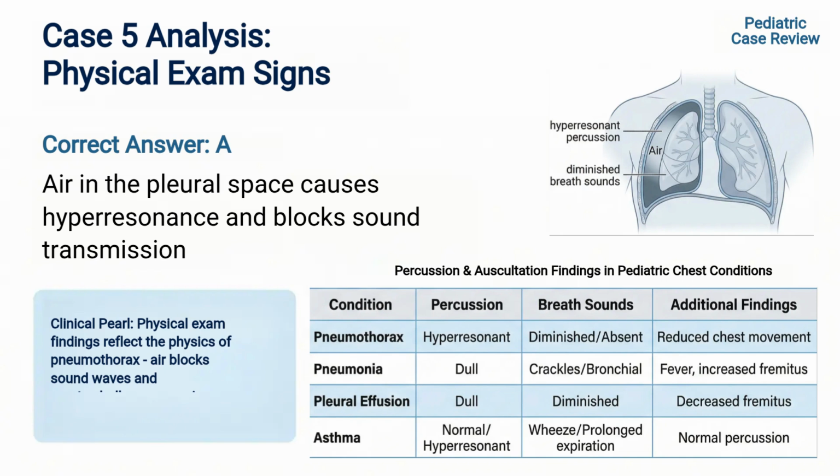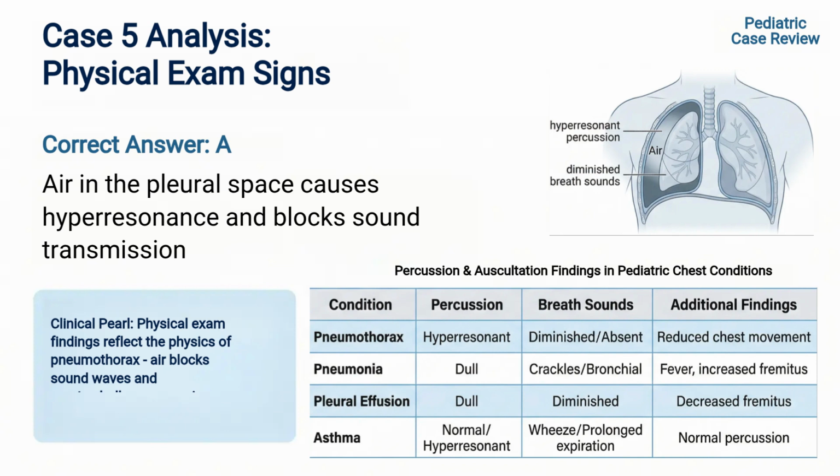Air accumulating in the pleural space acts as a physical barrier. Because air is less dense than tissue, it creates hyperresonance on percussion, reflecting a hollow drum-like quality. At the same time, air blocks the transmission of breath sounds, explaining why breath sounds are diminished or absent on the affected side. This is the fundamental physics of pneumothorax.